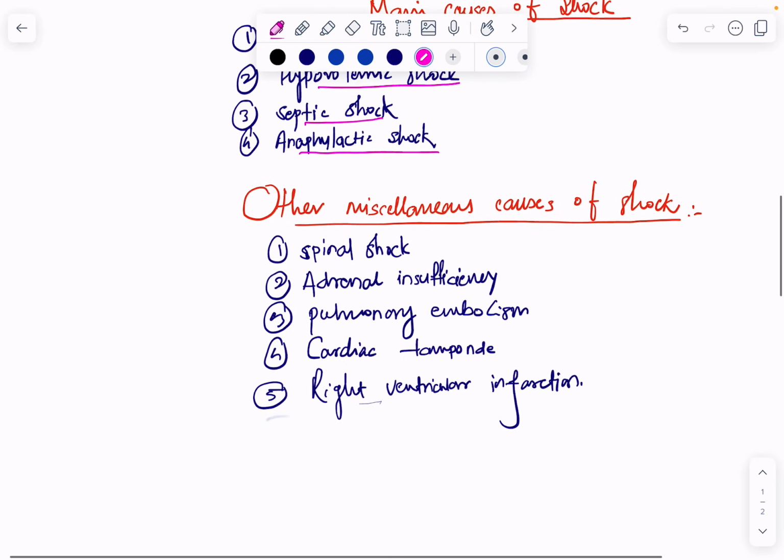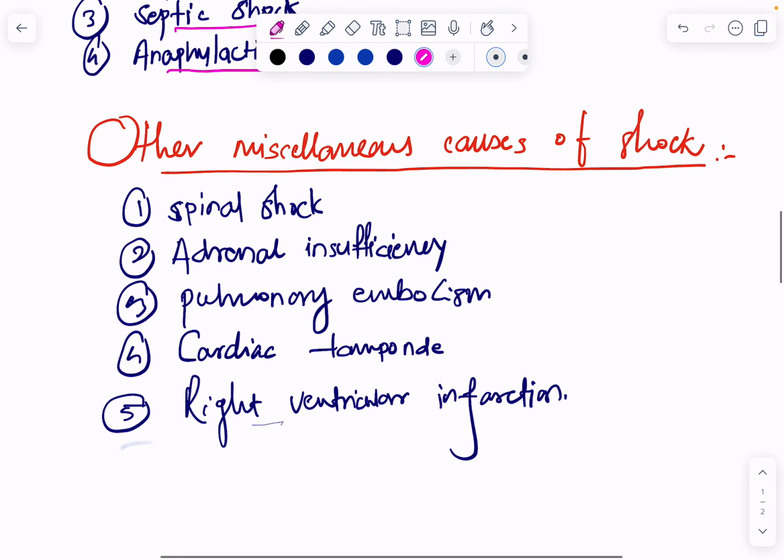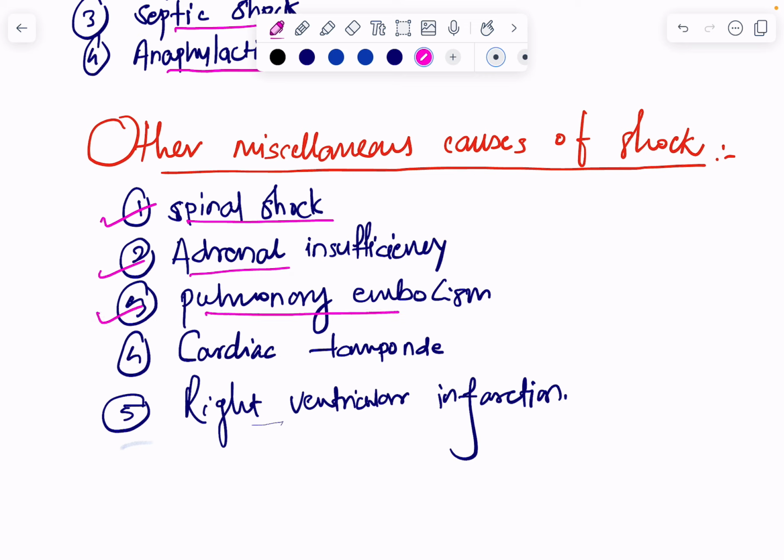Other causes of shock are explained, like spinal shock. The sympathetic block is there, so the patient is dilated. When there is spinal trauma, the patient may land up in adrenal insufficiency, which also causes shock. Typical features of Addison's disease are buccal pigmentation with hypotension. Pulmonary embolism is obstructive shock. We already discussed cardiac tamponade, which is also pericardial tamponade or a constrictive pericarditis like situation.